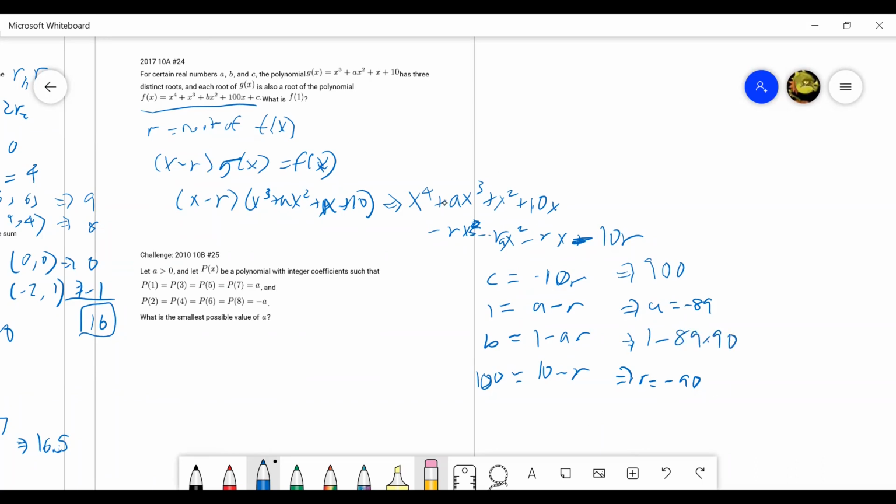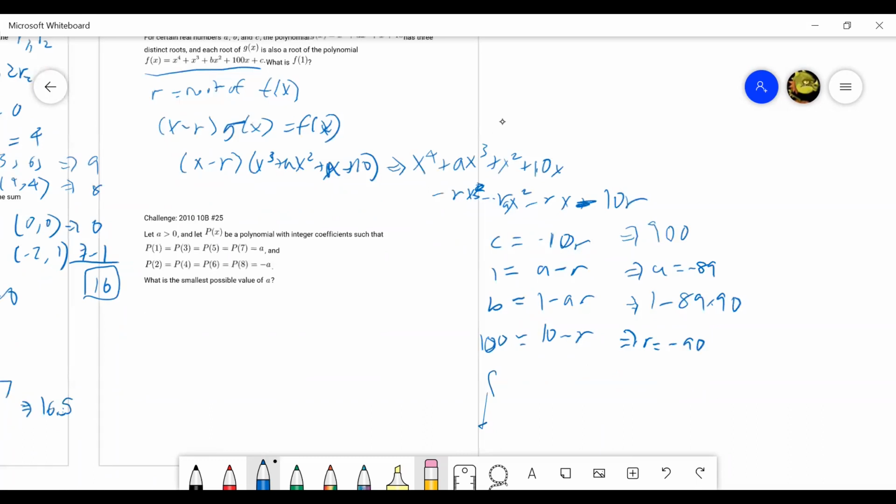And then f of 1 is simply the sum of all the coefficients. So f of 1 is equal to 1 plus 1 plus b plus 100 plus c, which is 102 plus b plus c. I'm not really going to solve further than this, but I think everyone gets the idea here. You just crunch the numbers basically and add them.